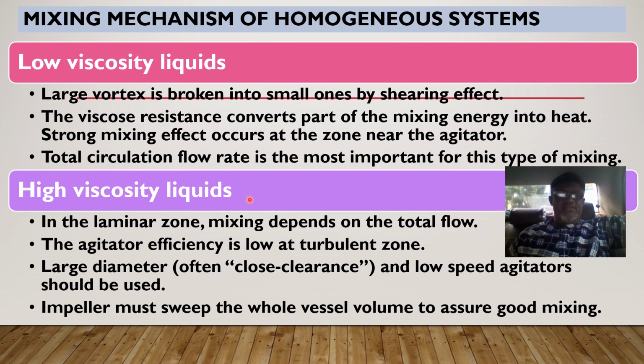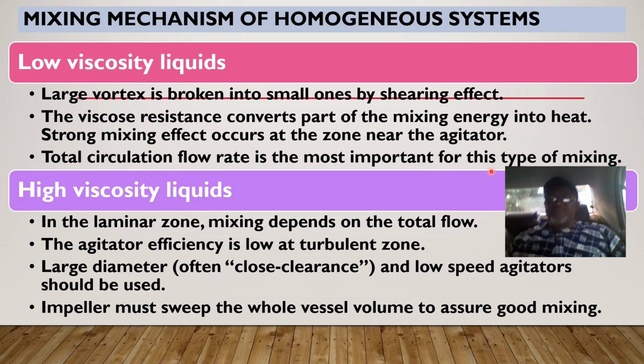Okay, now we're at the mixing mechanism of homogeneous systems. Two important things here relate to the viscosity of the liquid. So we have two of them: low viscosity liquid and high viscosity liquid. For low viscosity liquids, large vortex is broken into smaller ones by shearing forces or shearing effect. The viscous resistance converts part of the mixing energy into heat. Strong mixing effect occurs at the zone near the agitator. Total circulation flow rate is most important for this type of mixing. So we have liquids where viscosity is small or low.